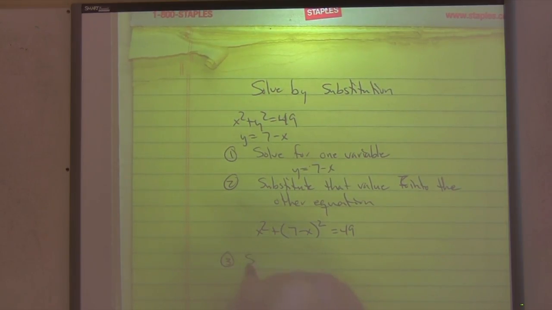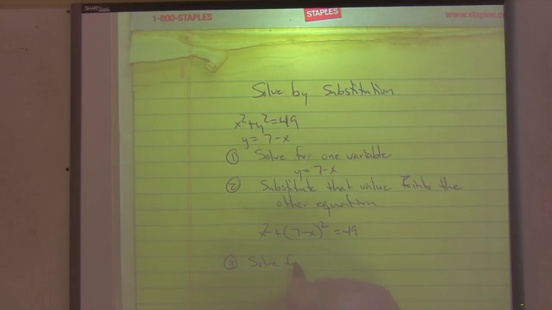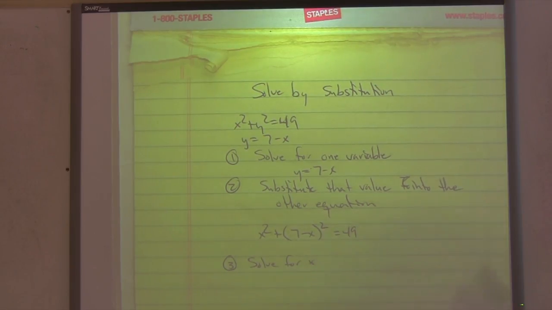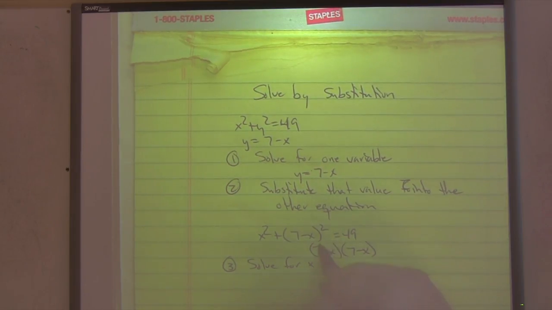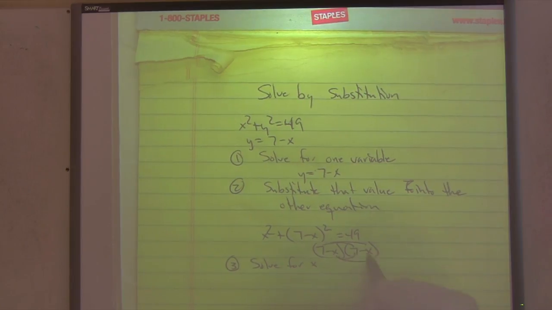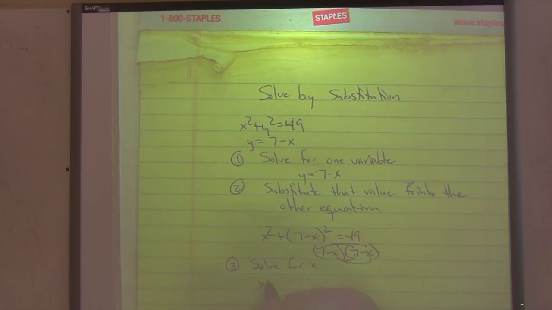The next thing you do is solve for x. Now, I'm not going to go through completely solving this, but I will tell you a lot of people make this mistake. The squared, remember, means times itself. So I have to take 7 minus x times 7 minus x. So then I have to FOIL it, whatever you do. And so we get x squared plus 49 minus 14x plus x squared equals 49.